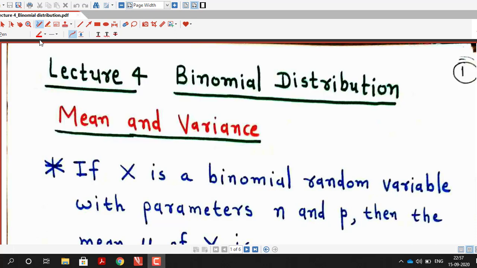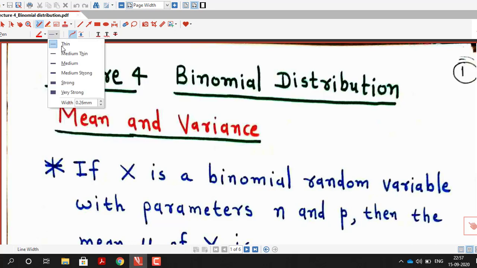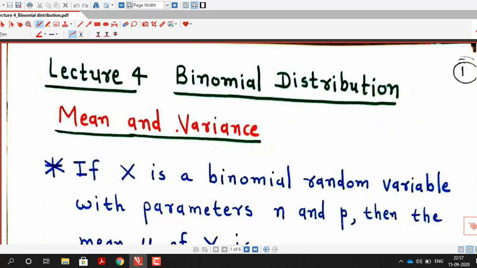Today we are going to discuss the mean and variance of a binomial distribution. We have already discussed the definitions of mean and variance for discrete as well as continuous random variables. But for these special discrete probability distributions, we have ready-made formulas for mean and variance. So we will first see what the mean and variance of a binomial distribution are, and then we will do some problems based on those two formulas.